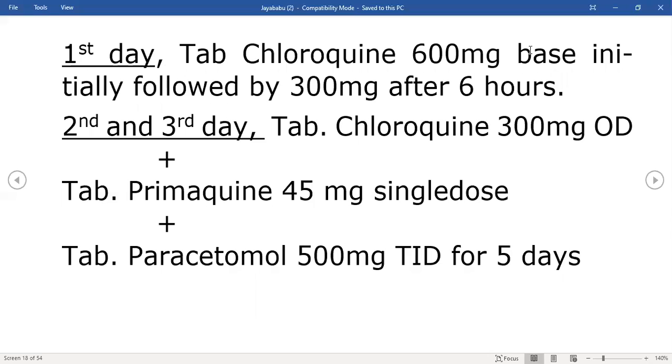One should be very careful while administering this primaquine because it causes hemolysis in patients with G6PD deficiency. So you have to look out. Very rarely this causes it, once in 1,000 or 10,000 like that. But then also you're supposed to be very cautious when using this drug in these patients. You have to look out for the deficiency since it causes hemolysis. And then tablet paracetamol should be given to control the temperature.